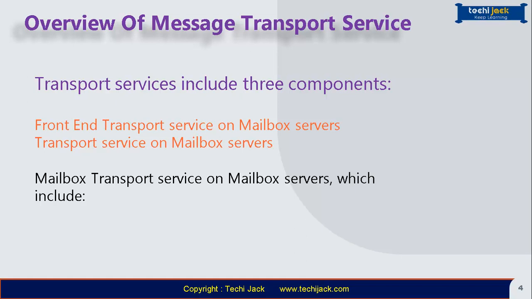This service consists of two separate services: mailbox transport submission service and mailbox transport delivery service. Mailbox transport submission service connects to the local mailbox database using RPC to retrieve the message and submit the messages over SMTP to the transport service on the local mailbox server or on another mailbox server. Whereas mailbox transport delivery service receives SMTP messages from the transport service on the local mailbox server or on another mailbox server and connects to the local mailbox database using RPC to deliver the messages.